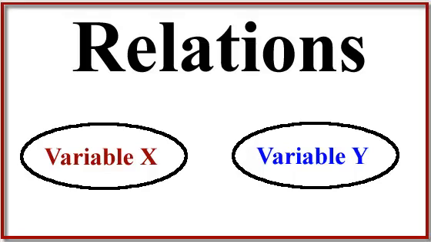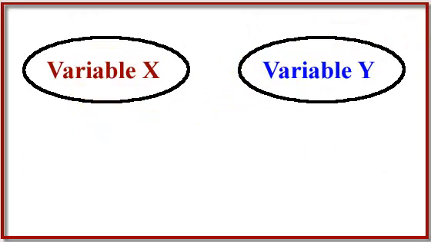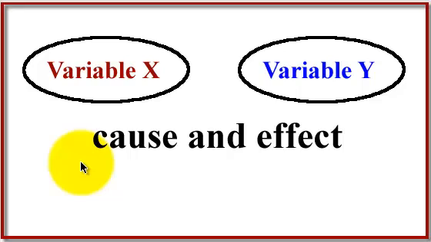So let's take an example. We have variable x and variable y. What we're trying to do with a relation check is see if there's a cause and effect going on. We have to be very careful. We can never say cause and effect, regardless of whether we have a very strong correlation, because there's always something else, a different variable out there, that could be affecting the results. So I want you to think about this as cause and effect, but don't say cause and effect. We say correlation, not causation.